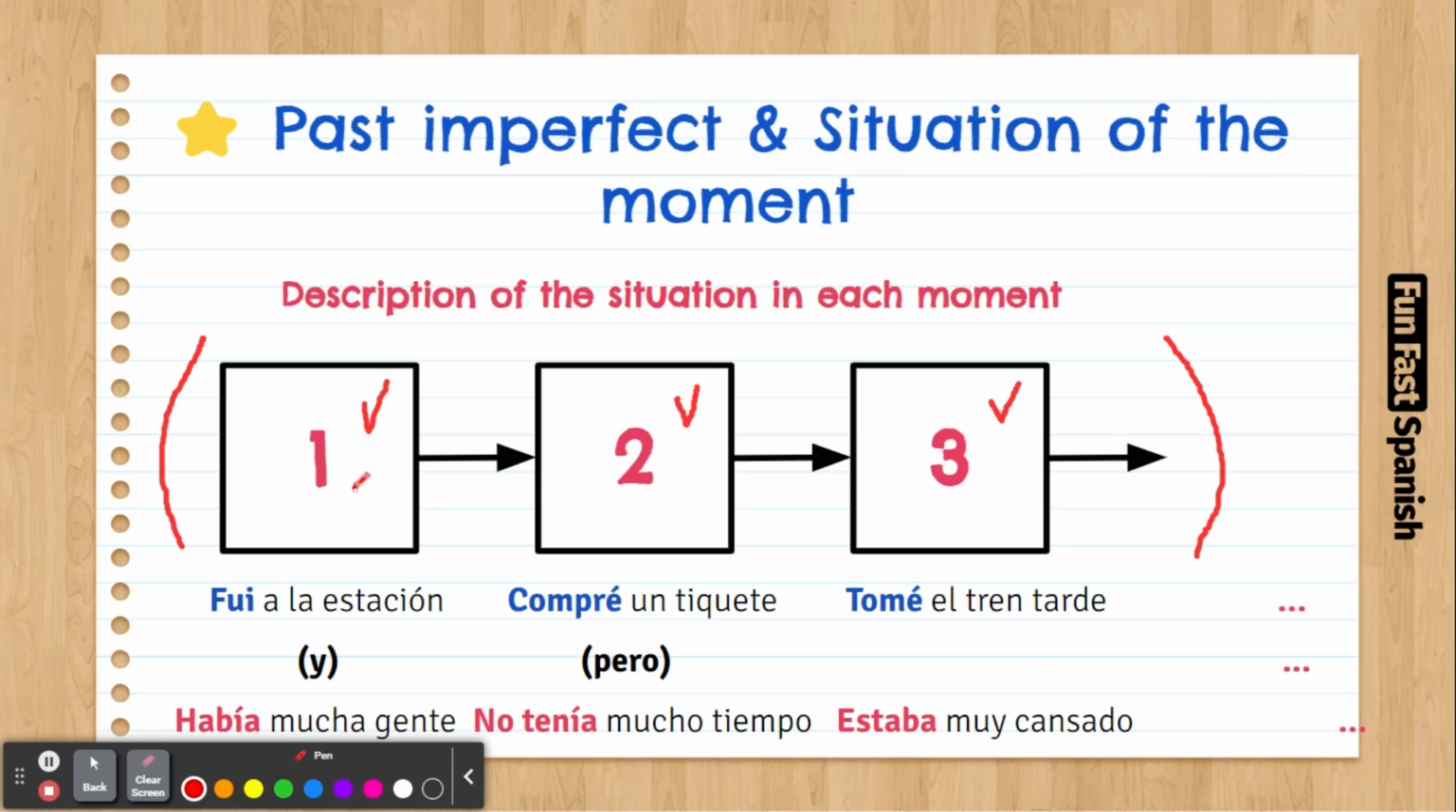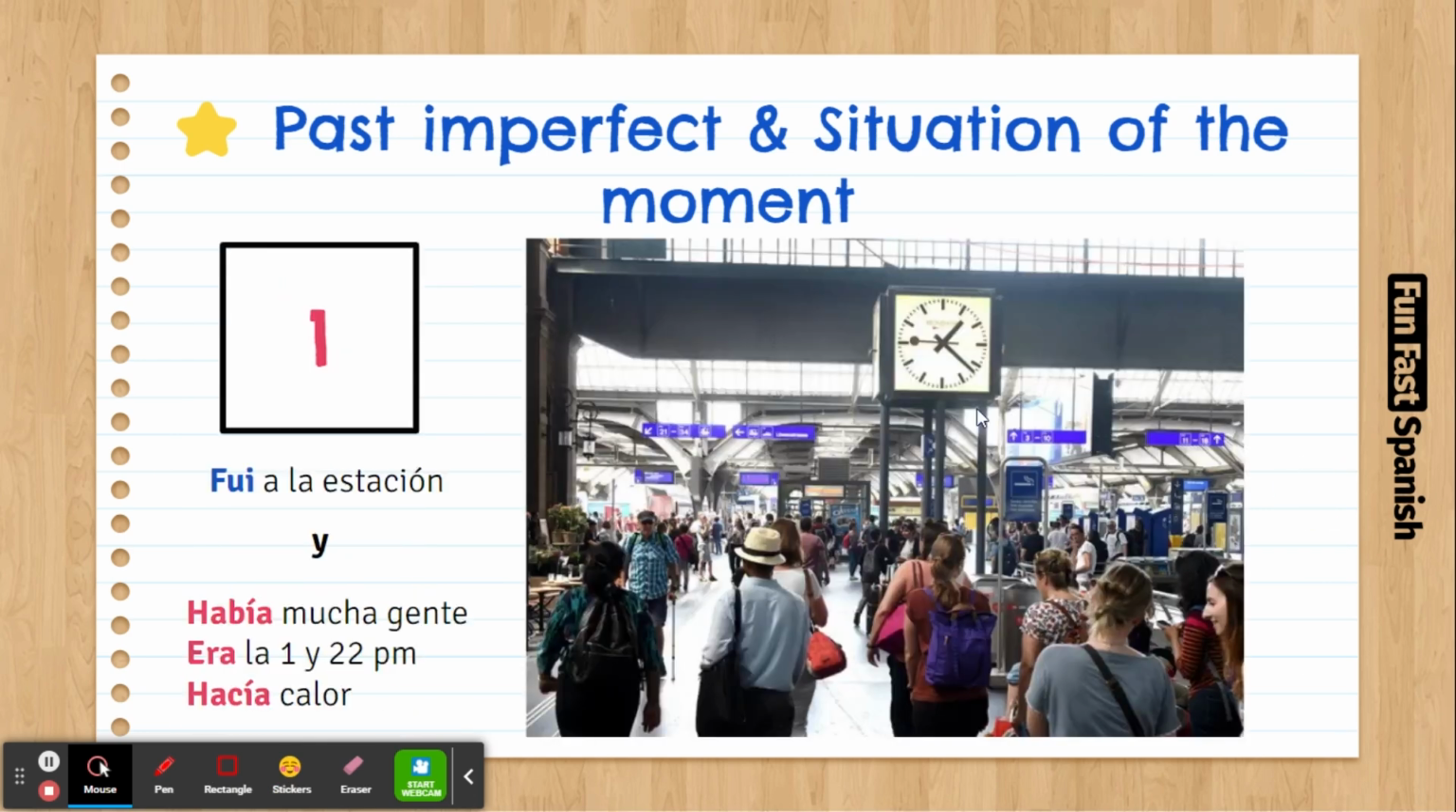So let's take the first one. Fui a la estación. Good. Y había mucha gente. So let's do the first one. Fui a la estación. So yo fui a la estación. Good. I went to the station. Yeah, that's an event. But when I went to the station, there were more things going on. For instance, there were lots of people. Había mucha gente. Yeah, as you can see, there are a lot of people here.